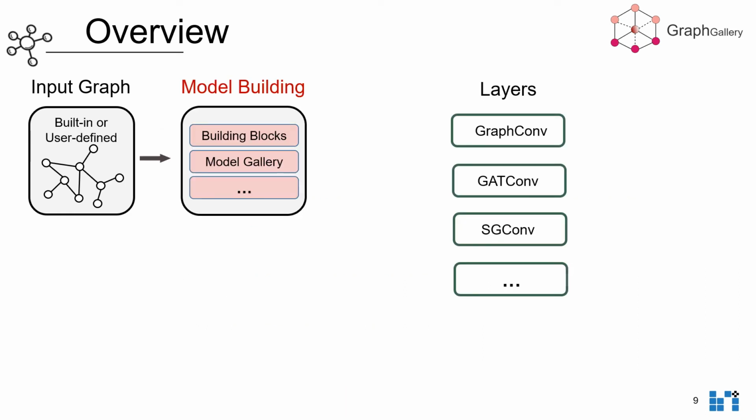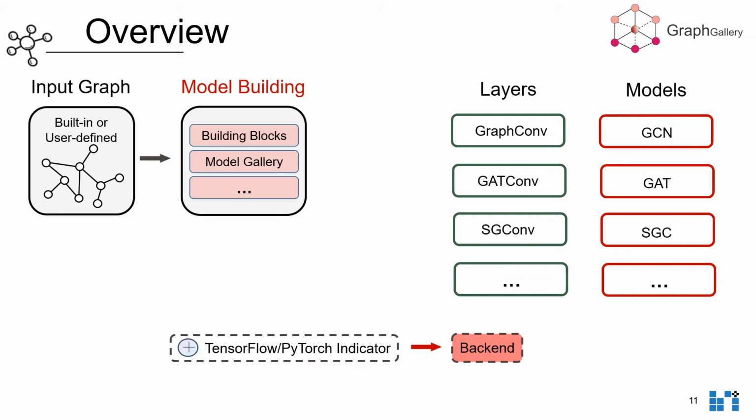After defining the inputs, we can start to build up the model. GraphGallery provides lots of essential building blocks for creating GNNs. It also provides lots of mainstream networks. They are out of the box and convenient to use. Developers can use them to deploy GNN-based software directly. Moreover, an indicator can be used to dynamically switch to other framework backends.